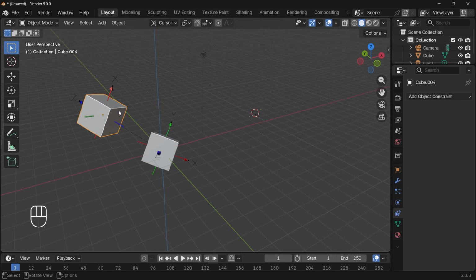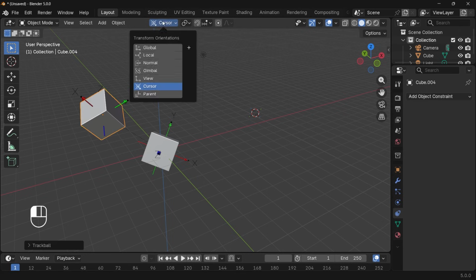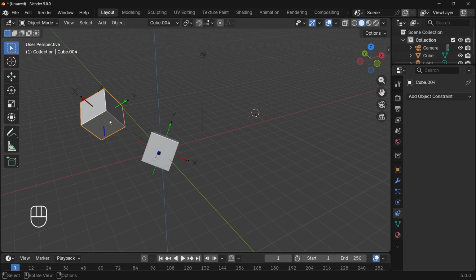So instead, you could set up the object to be whatever rotation you need it to be at, and then go ahead and just create a new orientation from the selection. And that is going to create this new transformation orientation. So you have the X, Y, and Z accordingly.